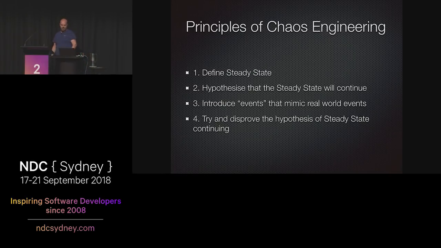Number 3, we now introduce an event that does that. And how we do that is we will introduce a security group rule, for example, that stops the application server talking to the database server. Just a very simple rule that we can put in place and we can reverse very easily. And number 4, we run the experiment and watch what happens.